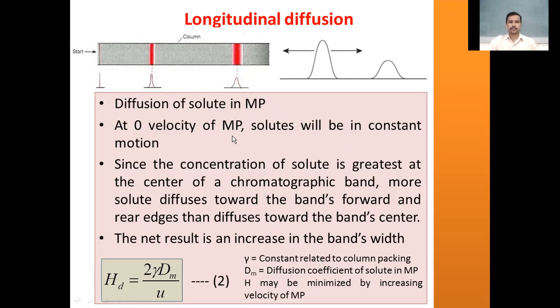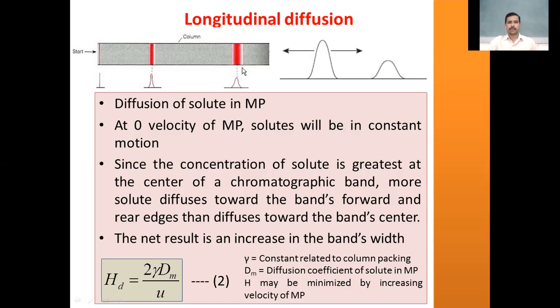Soon after the sample is introduced into the chromatographic column, the solute will form a band at the head of the column. As the solute moves down the column, the bandwidth of the solute keeps on increasing. Here the width is very small, here more than this, and here somewhat more than this. The bandwidth is going to increase.